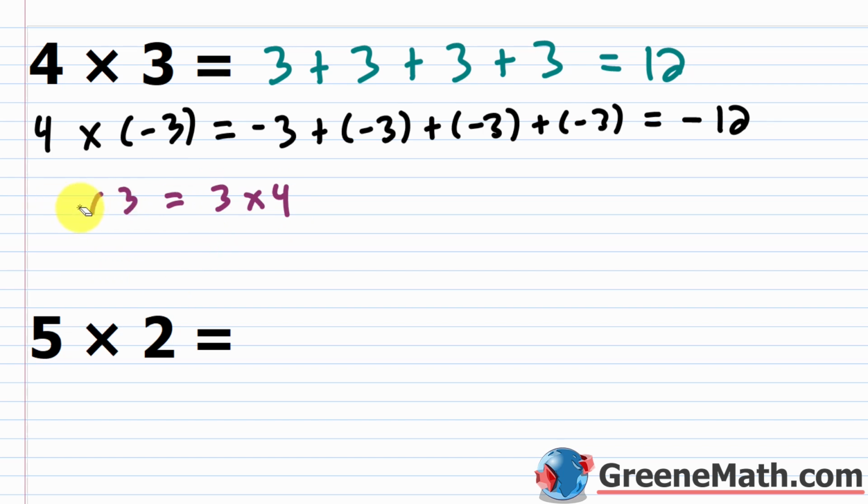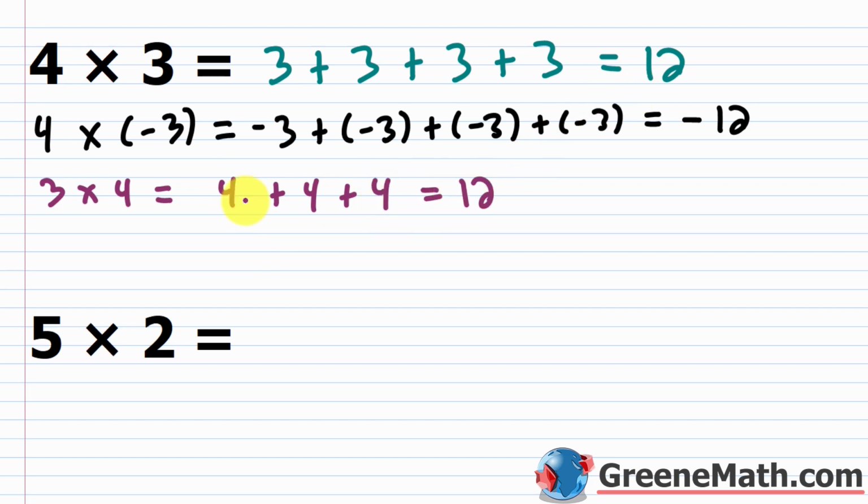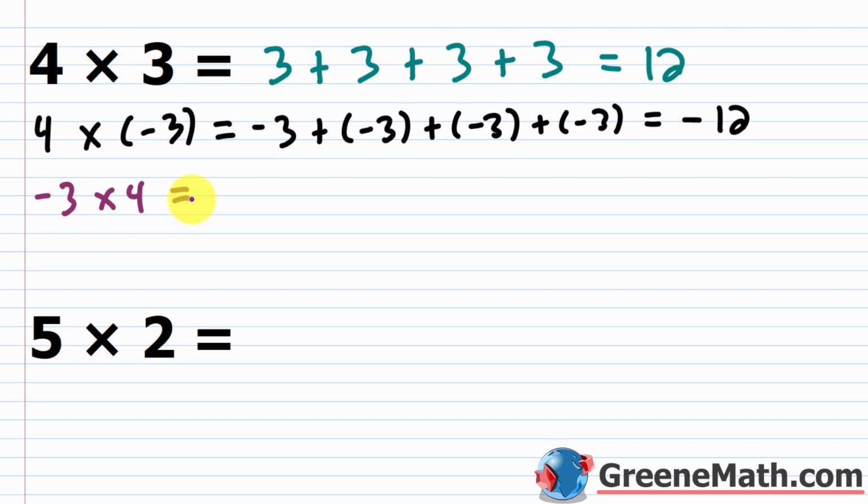If I think about 3 times 4, let me write that out. So 3 times 4, this is now going to be 4 plus 4 plus 4, which is also going to give me 12, right? So 4 plus 4 is 8, 8 plus 4 is 12. So if I get something like, let's say, -3 times 4, I can legally switch the order and say that this is 4 times -3, and I'm right back to this definition right here, which gives me -12.